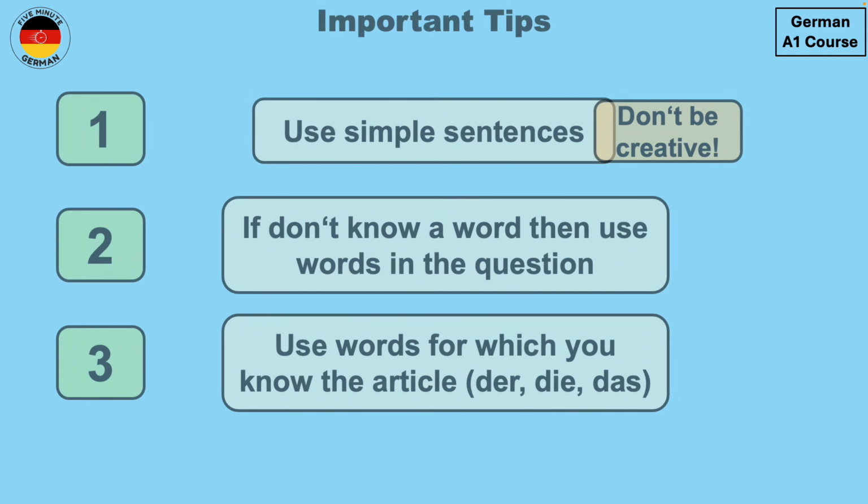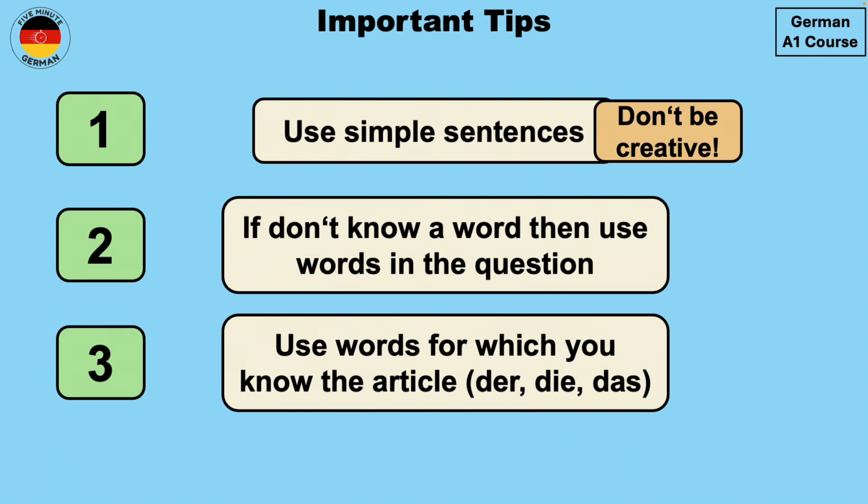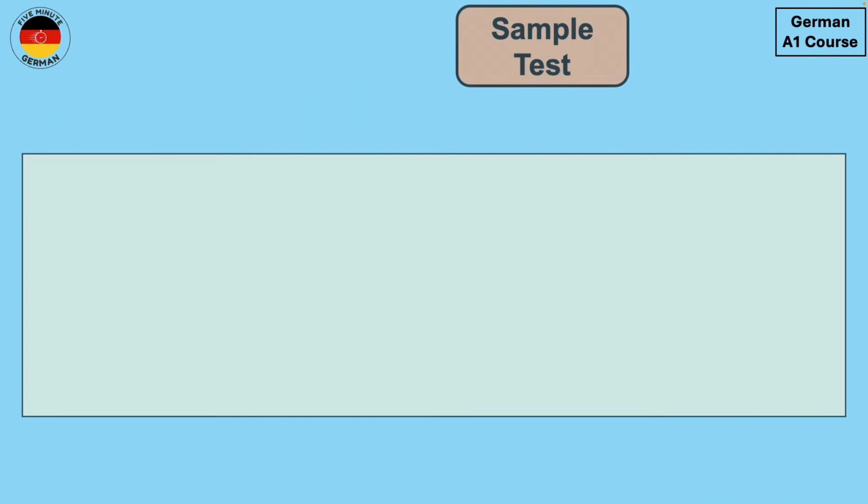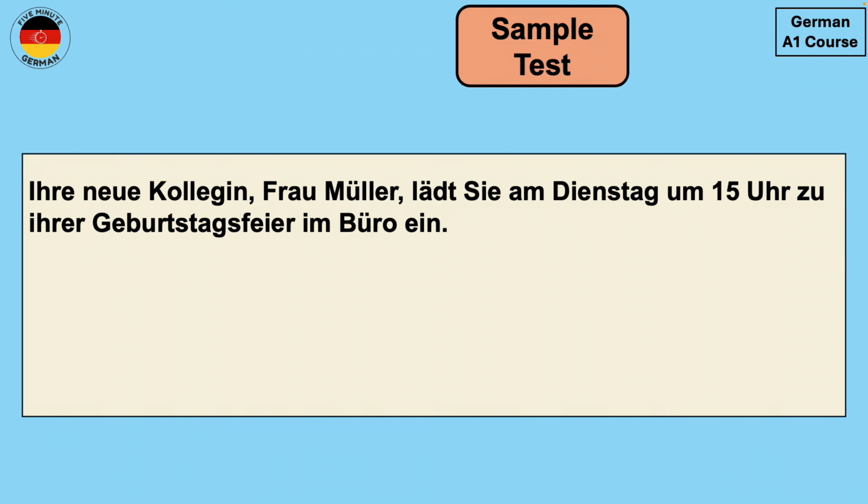So these were different tips that you can use in your exam. Now let's solve the question which we saw on the previous slide. I have changed it a little bit. So the question is, Ihre neue Kollegin, Frau Müller, lädt Sie am Dienstag 15 Uhr zu ihrer Geburtstagsfeier im Büro ein. So your new colleague, Frau Müller, has invited you on Tuesday at 15 o'clock to her birthday celebration in the office. Now we have the word Kollegin over here.